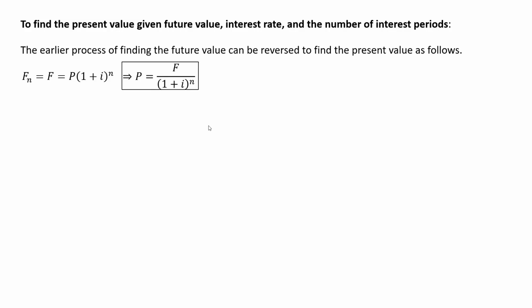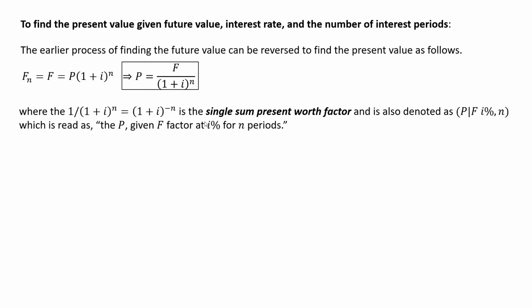As simple as that. It's a single sum present worth factor, and it is called P given F, i%, n, the P given F factor at i% for n periods. So you take the future worth and multiply by this factor, and ta-da, that's how you find P.